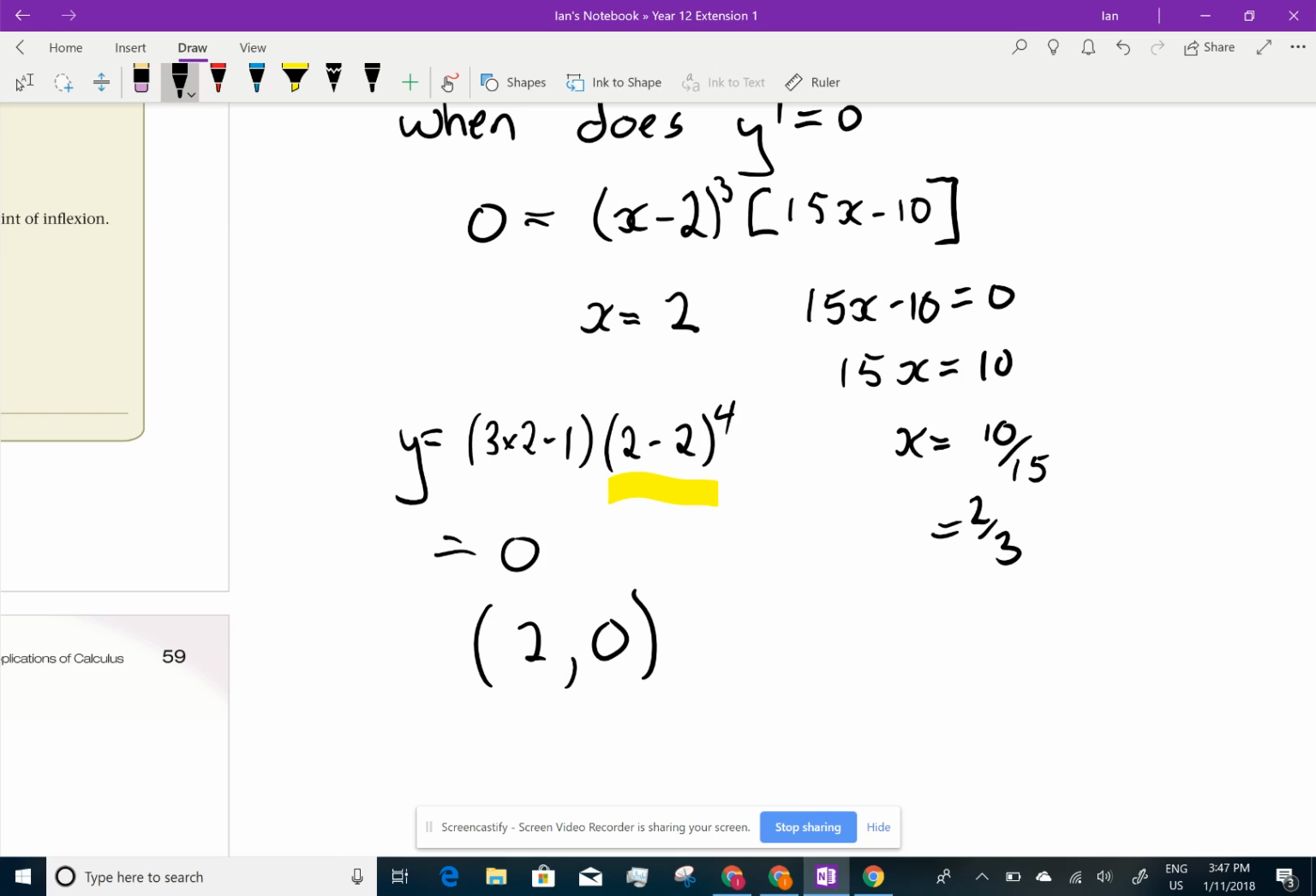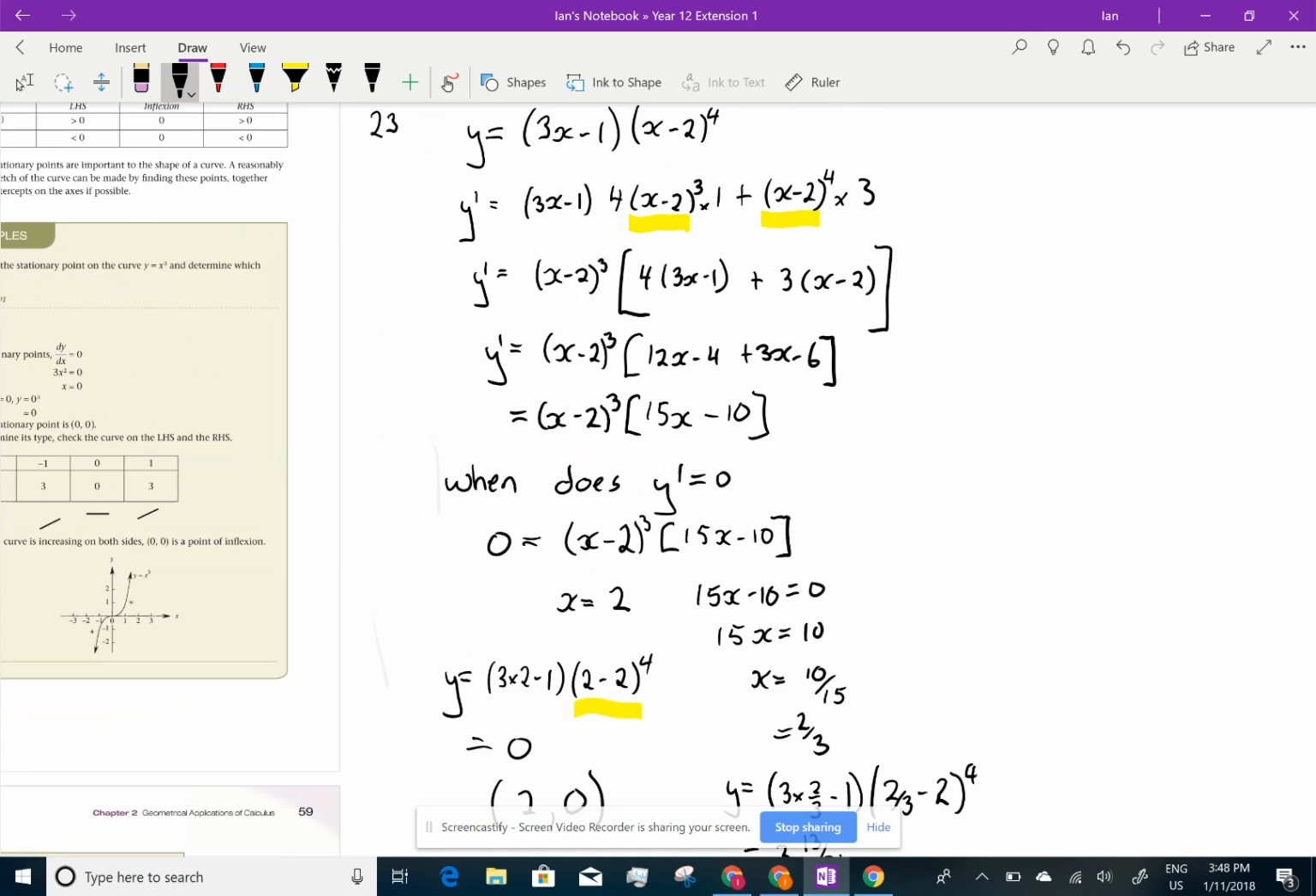Here, when I put in 2/3, I'm going to get y equals 3 times 2/3 minus 1 times 2/3 minus 2 to the 4. Now, I'm not going to do that on my calculator. I'm just going to look to the answers, and I'm hoping you're going to do it on your calculator. They get 3 and 13 on 81.